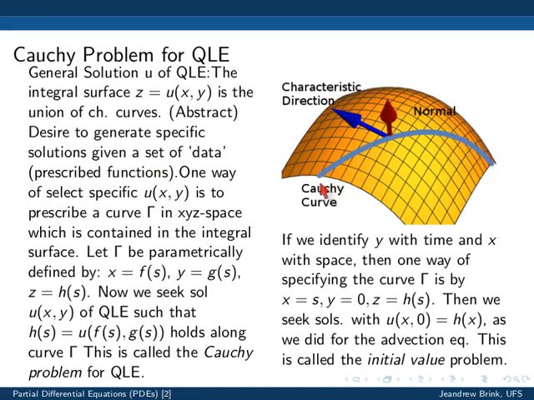In general, you have a lot of freedom to choose this curve. In fact, there's only one thing you cannot do for the solution to be well-defined, and that is to choose this curve to correspond with a characteristic direction, because then you have to specify two pieces of information. Either that curve must be the characteristic direction, or it's not going to lie on the surface. Okay, so that's when it breaks down.